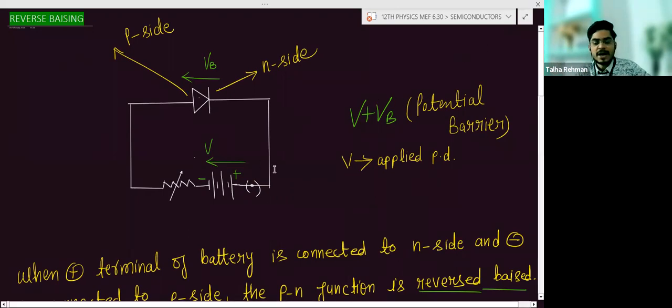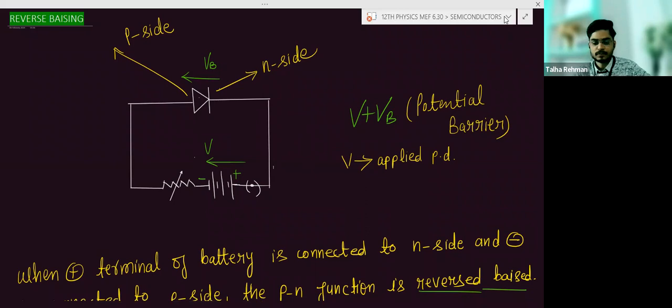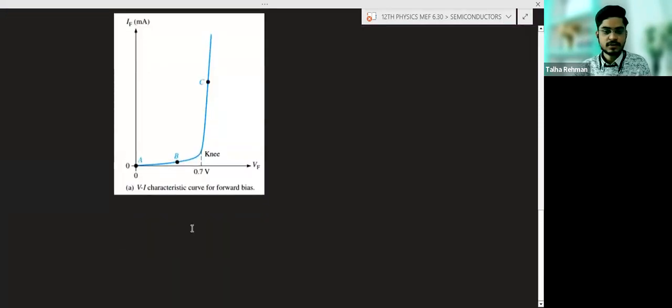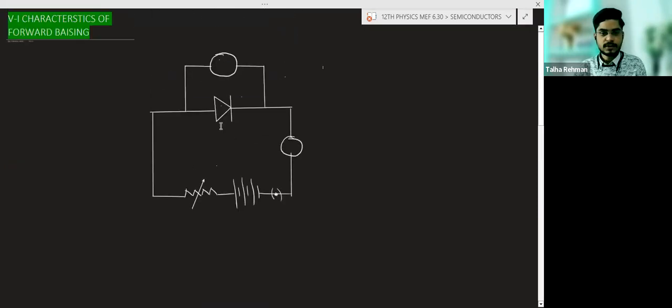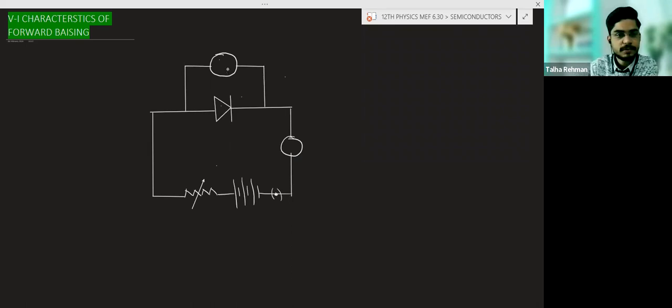So now we will discuss the IV characteristics, I meaning current and V voltage, of forward and reverse biasing. So this is a diode, a PN junction diode, and here a voltmeter is connected.